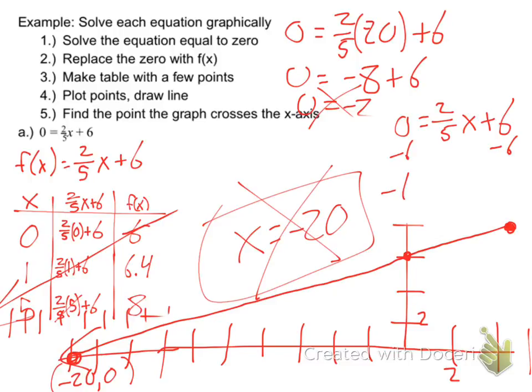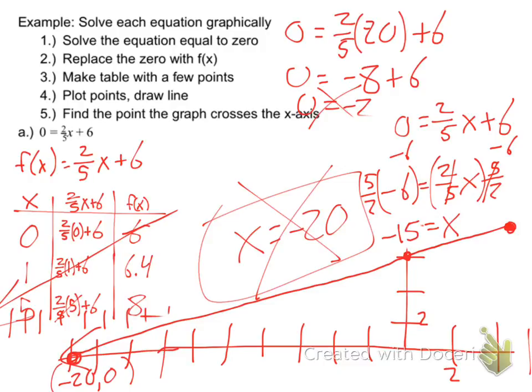Subtract 6 from both sides, so negative 6 equals 2/5 x. Last step then would be multiply by 5 over 2. So these cancel each other out. I'm running out of room. X is equal to, what's 5 times negative 6? Negative 30 divided by 2? Negative 15. So the real answer should be negative 15.